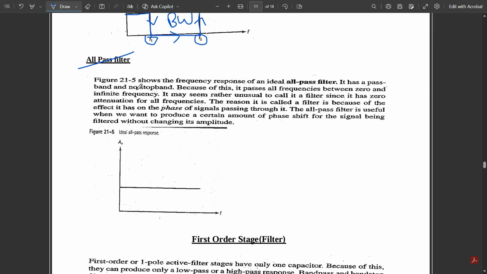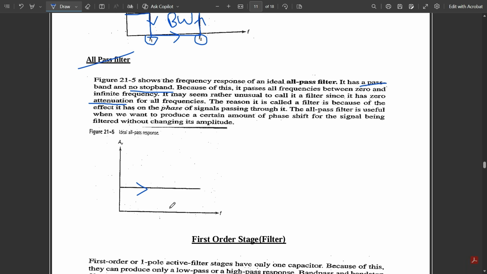It has a pass band and no stop band. Stop band means the blocking of signals. Here we are having only one pass band where all the signals are getting passed simultaneously. Because of this it passes all frequencies between 0 and infinite frequency. It may seem rather unusual to call it a filter since it has zero attenuation, right? Because filters would be having some attenuation, but in this case we are not having any attenuation factor because we are not having any transition taking place. There is no transition in this case.